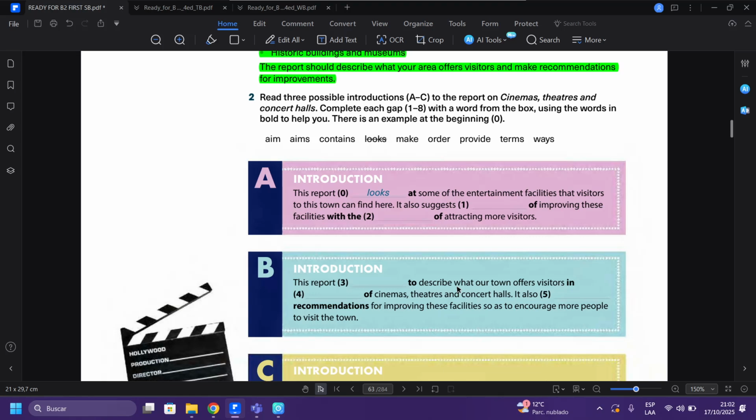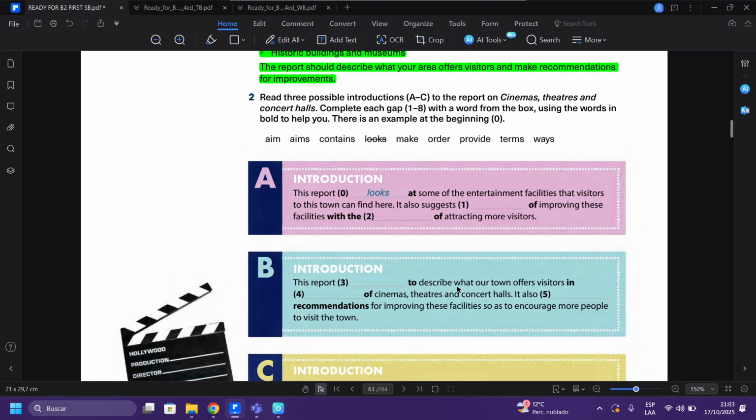Number four, in order. Whenever you have in order, it's in order to, but in this case we have of. To describe what our town offers visitors in terms of cinemas. In Spanish we can say en términos de, in terms of, right? Theaters and concert halls.